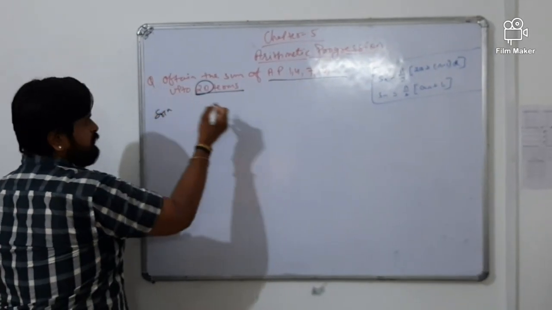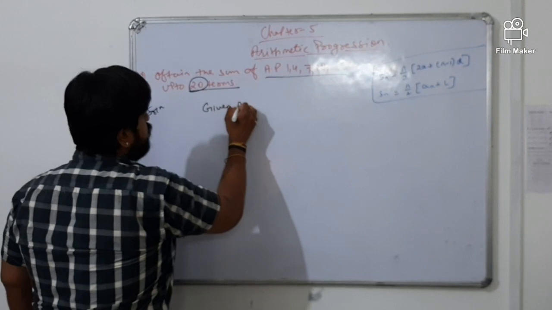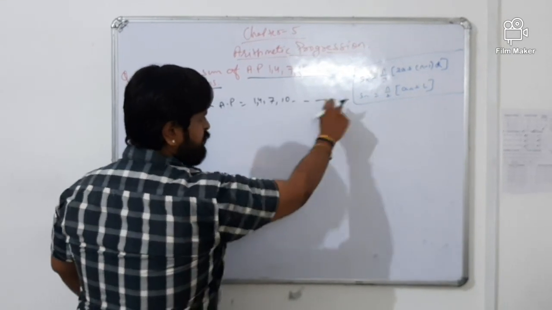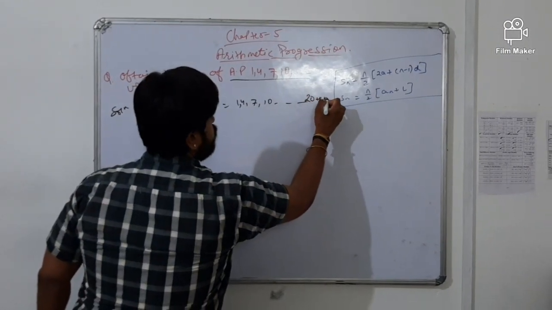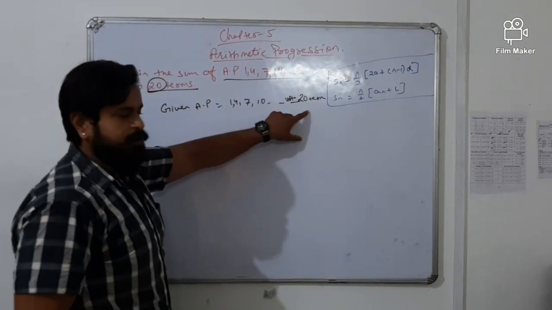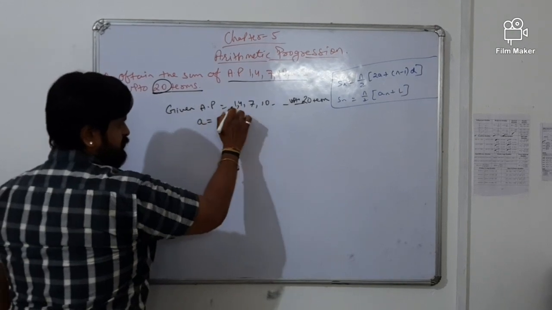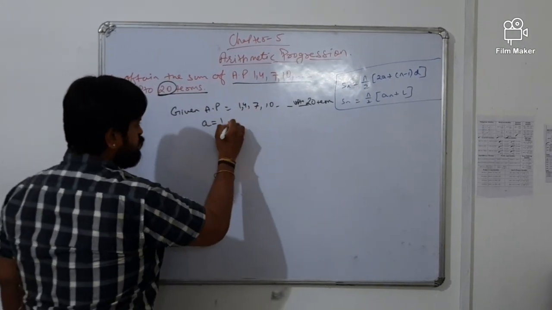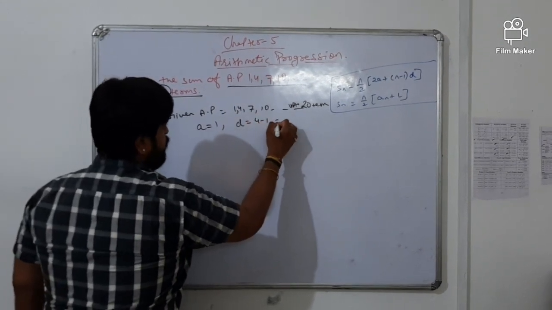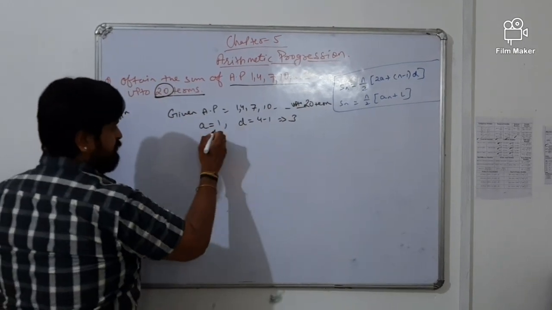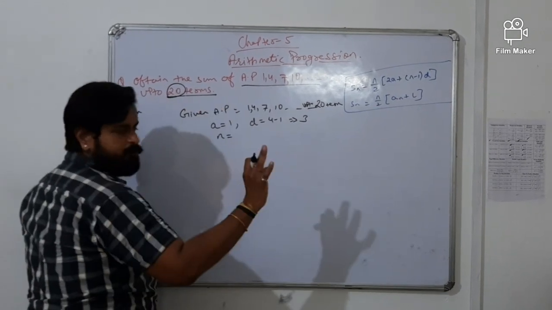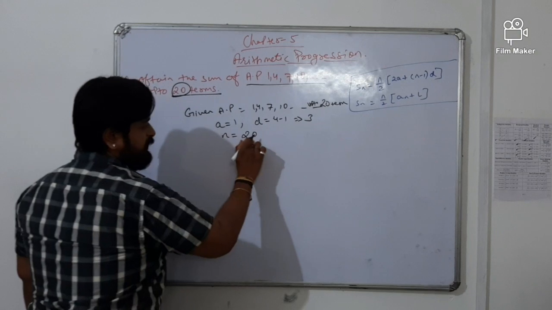Okay, so start solving. The given AP is 1, 4, 7, 10. It will move on up to 20 terms; up to 20 terms these numbers will continue. Now the first term of the AP is always a, so the value of a is 1. The common difference d will be 4 minus 1, that means 3. Then the value of n is 20, because it is already given in the question that only up to 20 terms you have to find the sum. So the value of n will be 20.